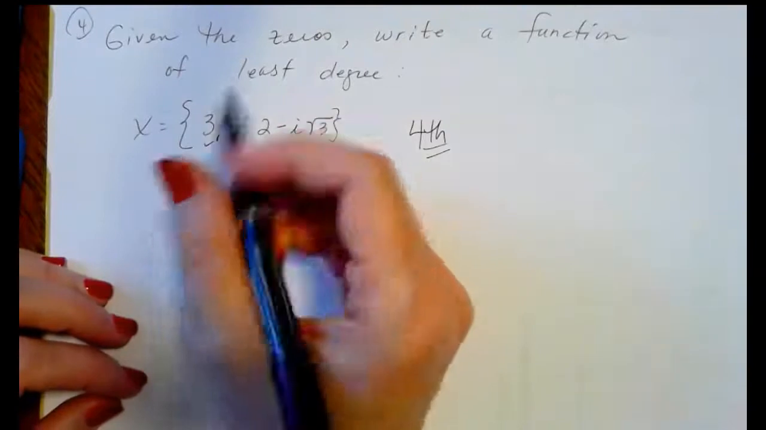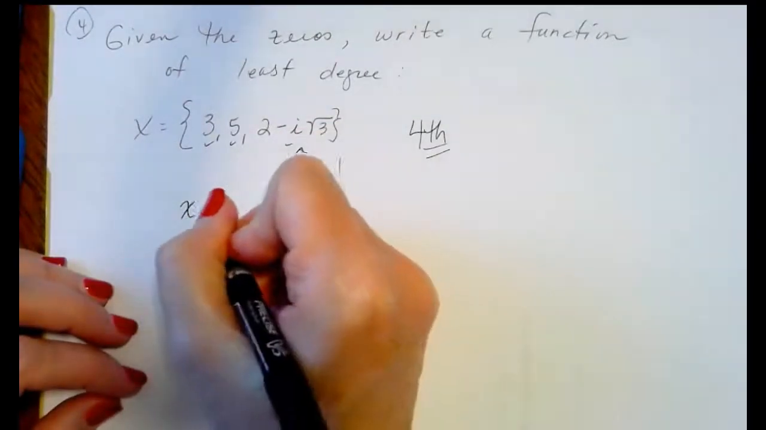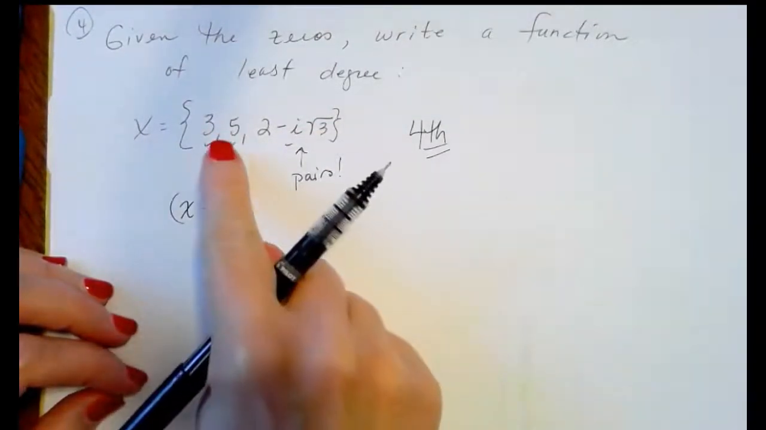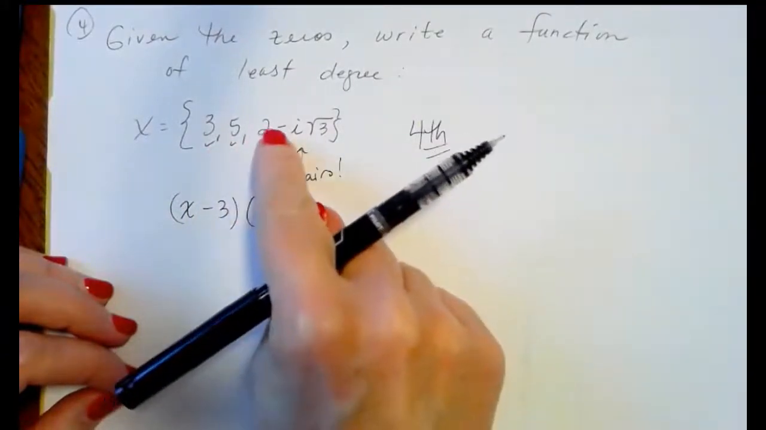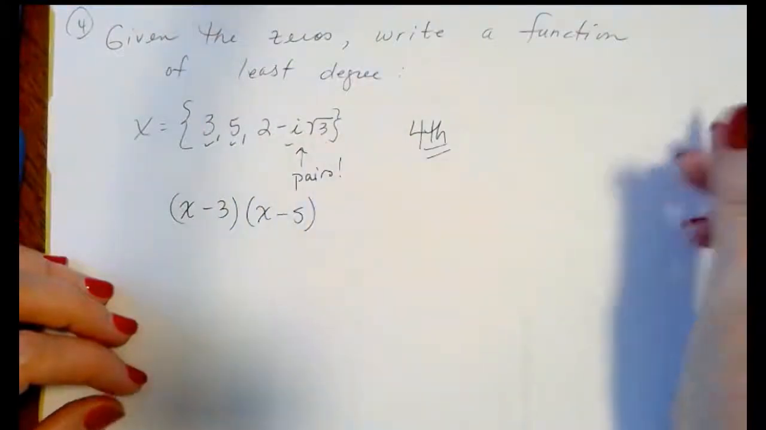So first we have x equals 3. If x equals 3, that's coming from the factor x minus 3. Next we have 5, so x minus 5. And then 2 minus i root 3.